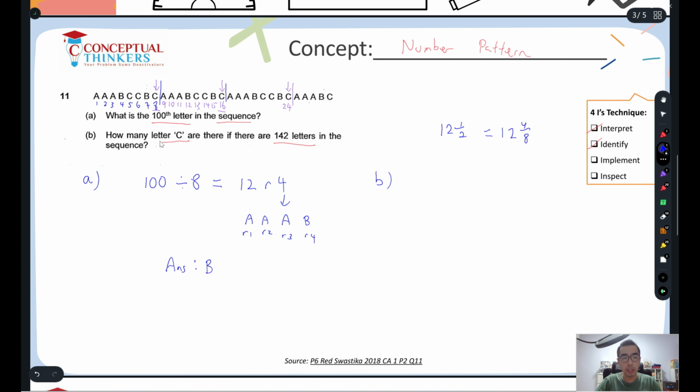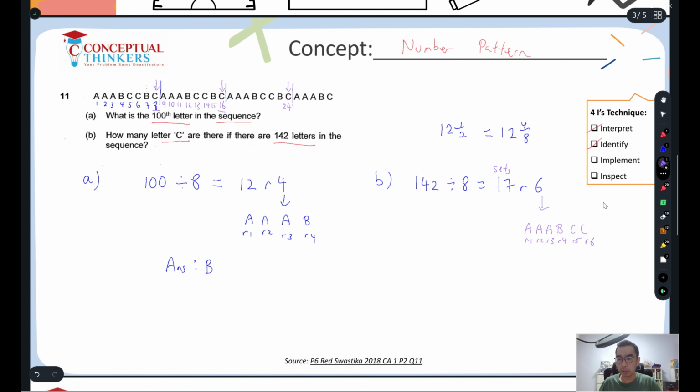So let's look at part B. How many letters C are there if there are 142 letters in the sequence? Again, we take 142 and divide by 8 to see how many sets we have. If you divide by 8, you're going to get 17, remainder 6. So this means that you're going to get 17 sets, and this is the remainder. If we break this up, this will give me A, B, C, B, C, C. So we have remainder 1, remainder 2, remainder 3, remainder 4, remainder 5, and remainder 6.